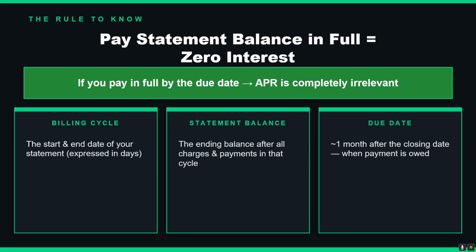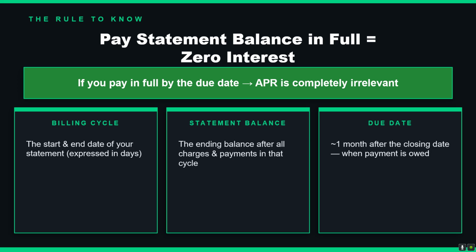And so if you're not familiar with terms, I just want to define these before that way we get on a level playing field. What we need to know is what a billing cycle is. All that is, there's a start and an end date within the billing cycle, and it's usually expressed in days. So like January 1st through January 31st, that's 31 days. That's going to make up your statement balance.